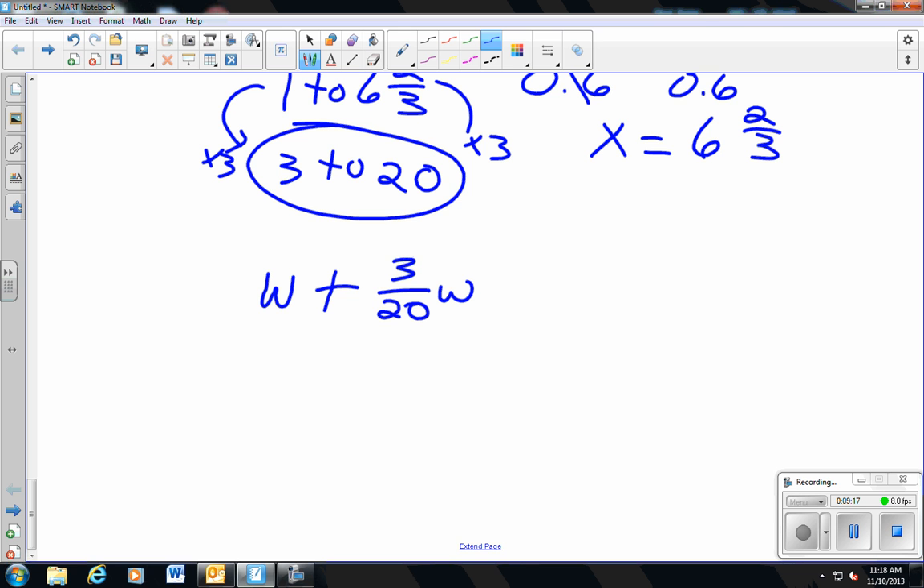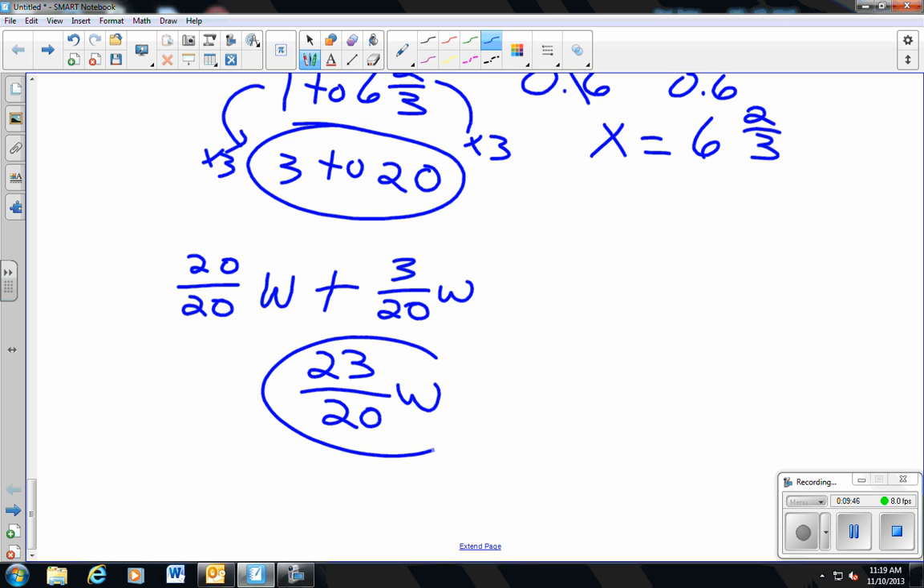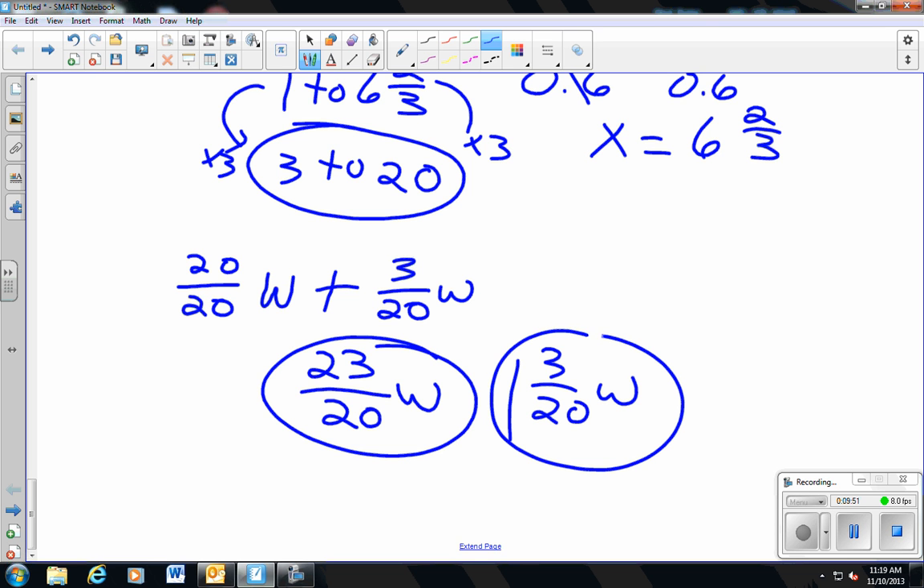Now we can add these two like terms together. We have a W and a W, so this represents 1 W, but we have fractions here. We could also use 20 over 20, which is 1 whole, so it's the same as 1 W. And we can add 20 over 20 plus 3 over 20, which gives you 23 over 20 W. You could also write 1 and 3/20 W. Generally, we're just leaving these as improper fractions though.